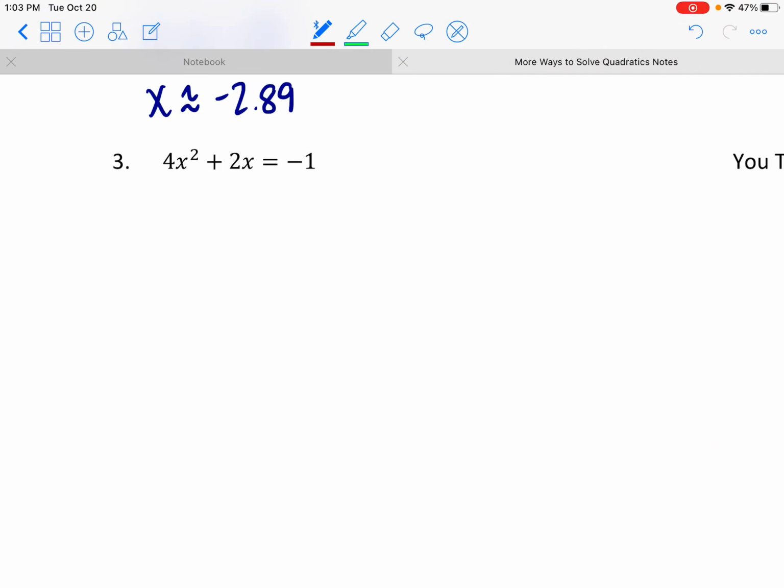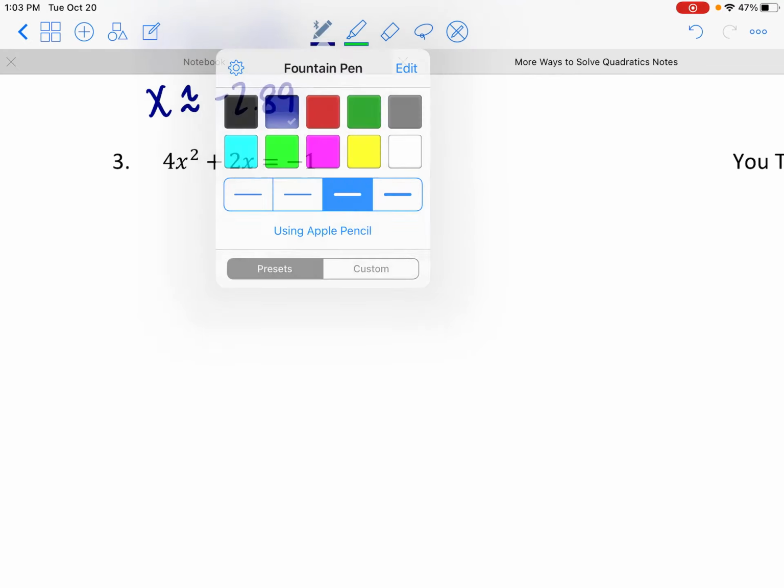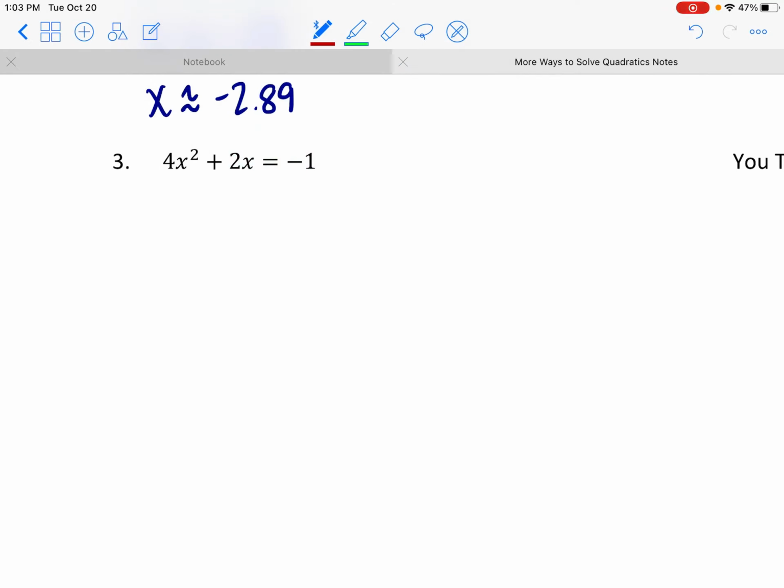So this is another one where I don't know that I would want to deal with the formula just because I'd have to move that 4. I don't know if I'd want to complete the square in this one. I would go ahead and use the formula. I'm not sure if that's what I said, but that's what I meant to say.